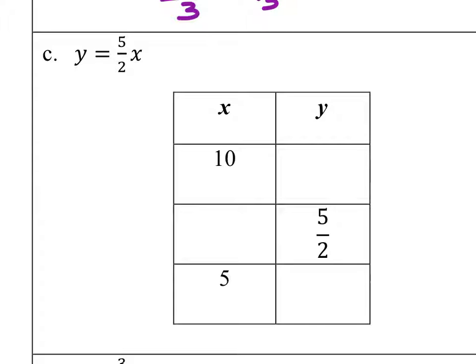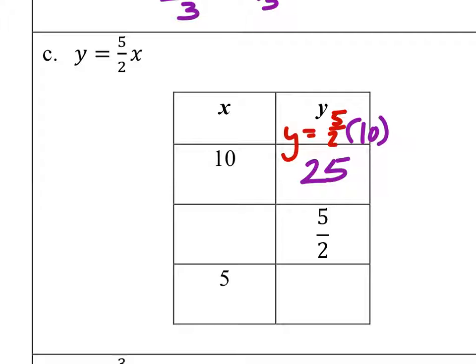So again, we're going to use this equation to solve these. So x is 10, right? So y equals 5 halves times the x. But this first row shows that x is 10. So I will replace x with 10. And what do I get? Should be 25.